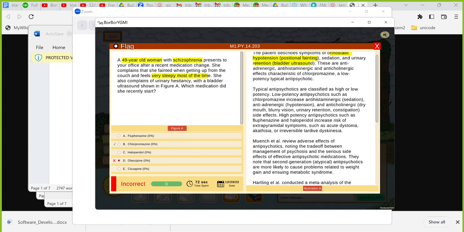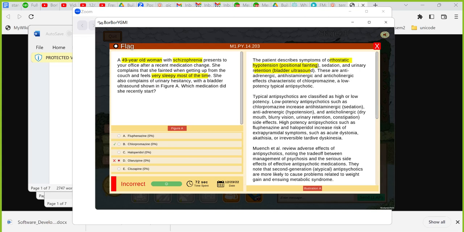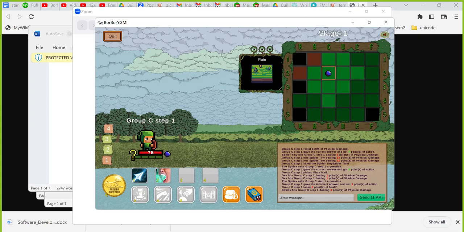Probably because it had less side effect than the others. But also because the side effects that she was experiencing, it's sleepy, yeah, gives you hypotension and sleepiness. Oh yeah. Where olanzapine will make you sleepy, but it won't give you positional fainting. And so I think that's the point that they're making there with the histamine receptors that it acts on.